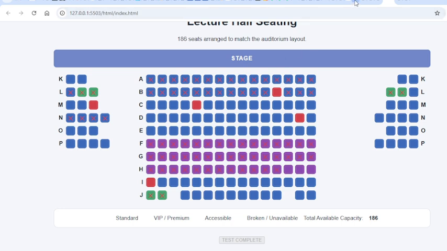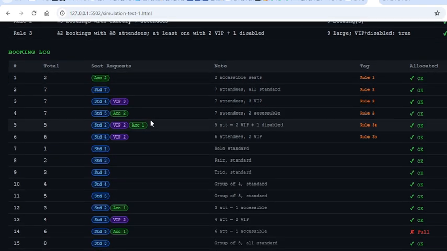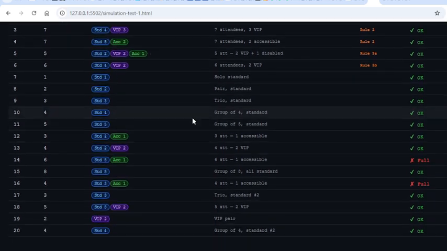And if we see here, this is a summary of the data where out of 93 attendees, just 88 managed to go through, and there were 20 bookings, but just 18 were successful, and the other ones were not. They failed due to maybe not having enough space to be able to accept the number of people that were coming in the group.